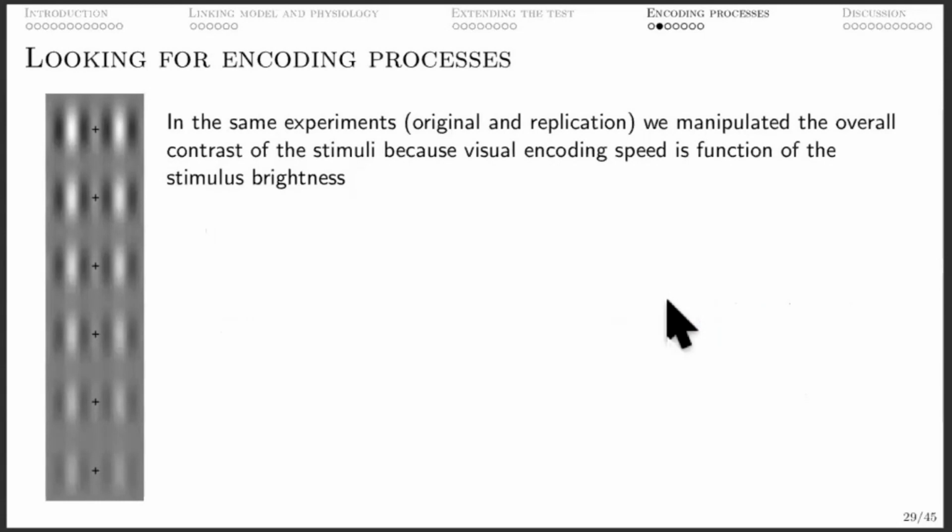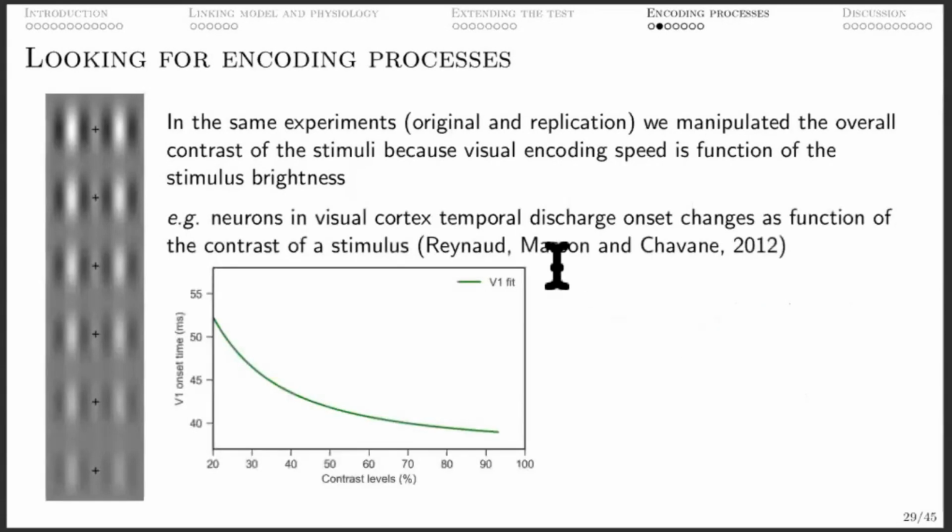Why did we do that? Well, because we know that the visual encoding speed of the stimulus is linked to the stimulus brightness. For example, this is data from Renaud, Masson, and Chavan of the activity of the V1 area in monkey, and V1 area in monkeys is the primary visual cortex. They showed that the onset of this visual cortex activity is a function of the contrast of the stimulus. The onset of the neurons, so when they start to discharge, is negatively related to the increase in contrast.